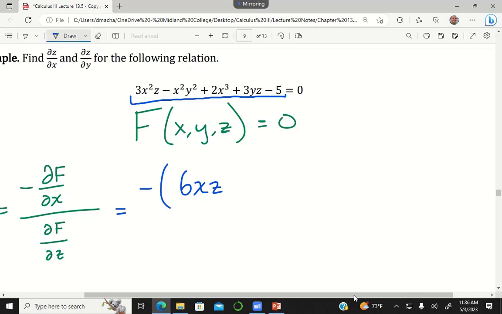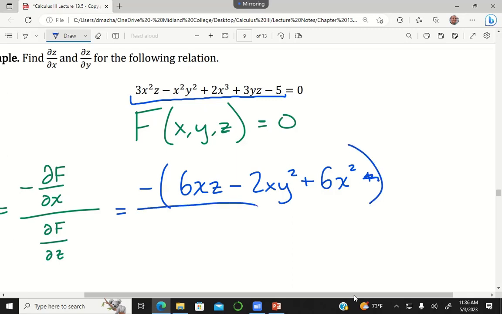Okay. The second term is going to be minus 2xy squared. The next term is going to be 6x squared. The next term is going to be a 0, and then the 0, and so we're actually done. This is nicer than taking total derivatives because you don't have to worry about the little chain rules and everything. You're only worried about partial derivatives. That makes it a little faster.